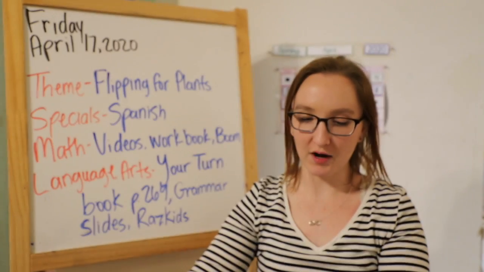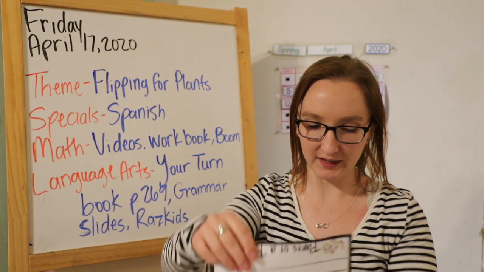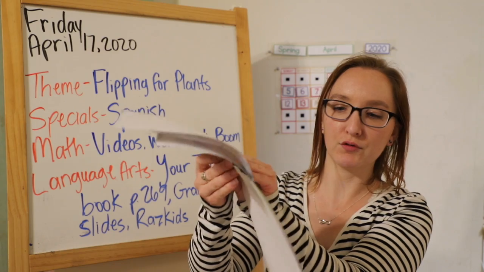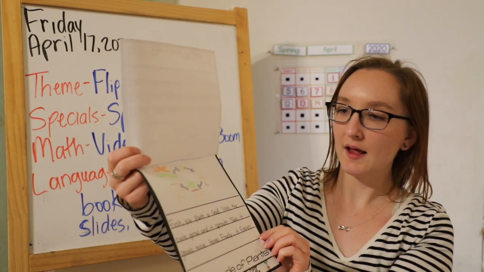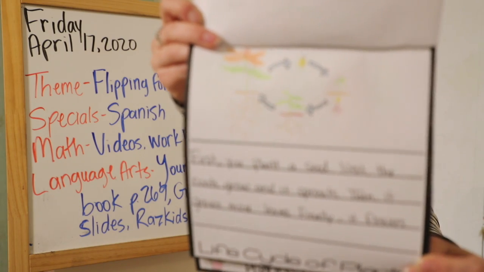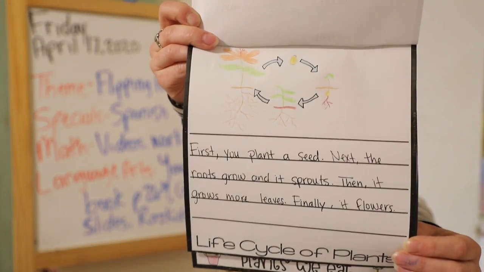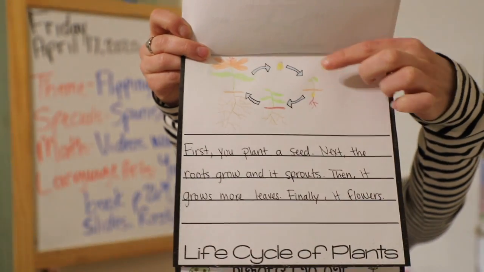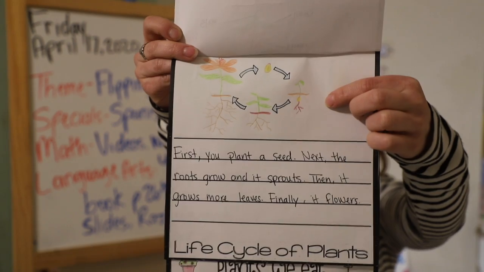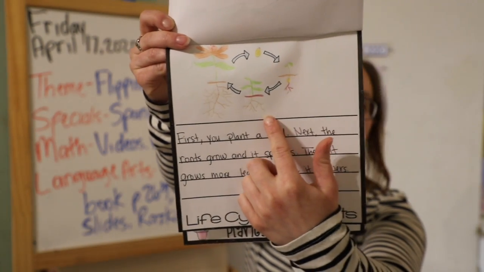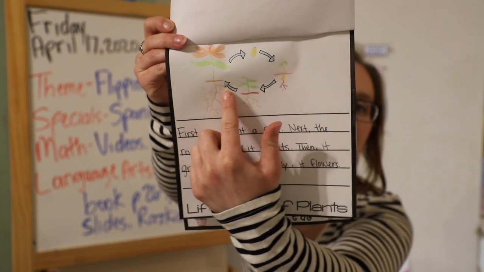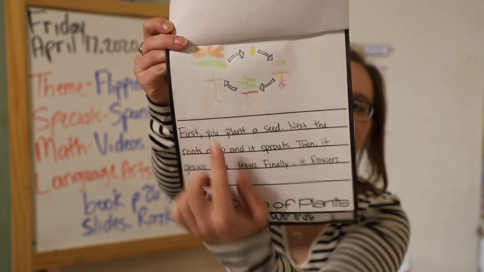Alright, on my next part, I have the life cycle of a plant. I said first you plant a seed, next the roots grow and it sprouts, then it grows more leaves, and finally it flowers. So I drew a picture of it starting off as the seed, the roots starting to come out of that seed, and a sprout coming through, more roots growing just as more of the leaves are also growing, and then finally where it begins to flower.